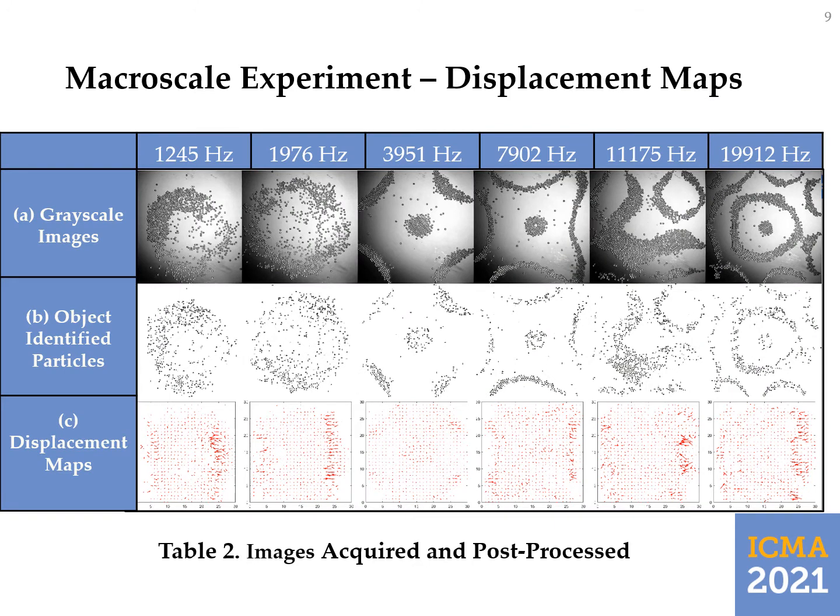And ultimately what I got from this stage of the experiment was the ability to identify the particles as well as make displacement maps. On row A, we can see the different Chladni figures that were formed as a result of the 6 frequencies that were played. Then the computer was able to identify the particles on these plates, which is row B. And then in row C, I was able to map the movement of these particles effectively. And we can see that it's quite clear, for example at 7.902 kilohertz, that the displacement map looks quite similar to both the object identified particles and grayscale images.